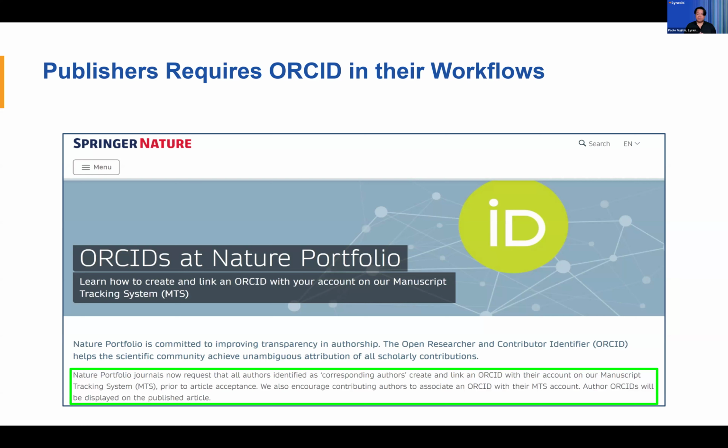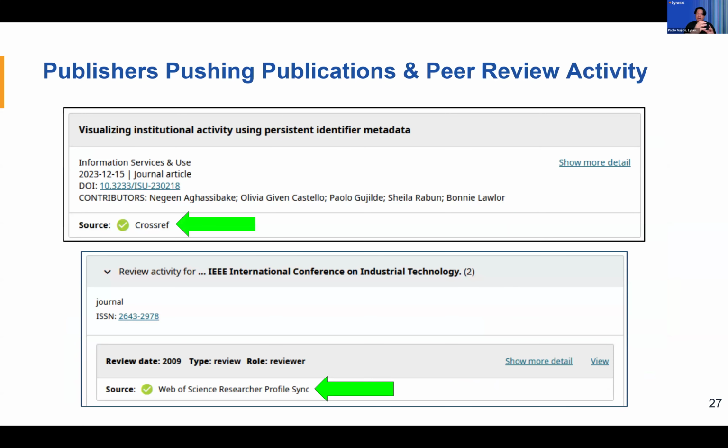So this is an example from Springer Nature, where they're requesting all authors identified as the corresponding authors to create and link an ORCID with their account on their manuscript submission system. So this is a good one to take a look at. And what they can do here is have that ORCID ID, like I said, in the DOI metadata. That's just one of the publishing workflows related to ORCID.